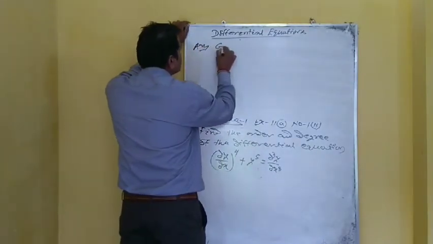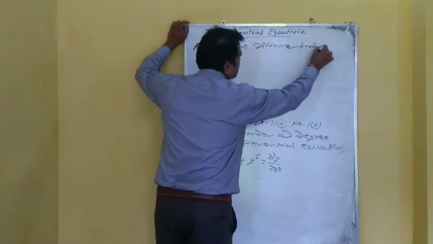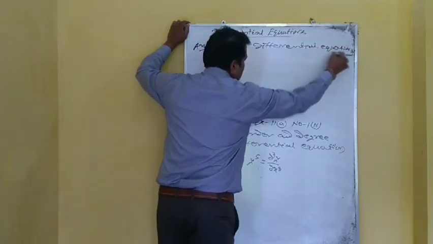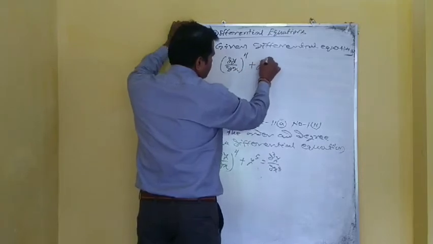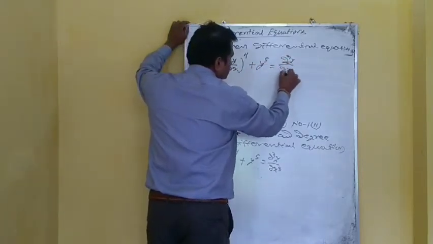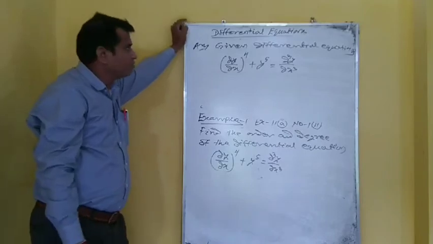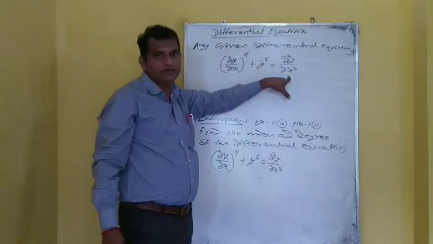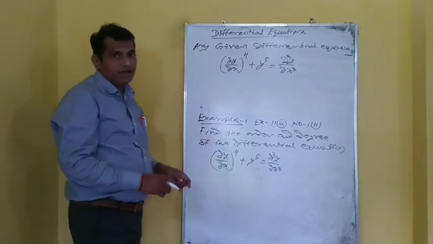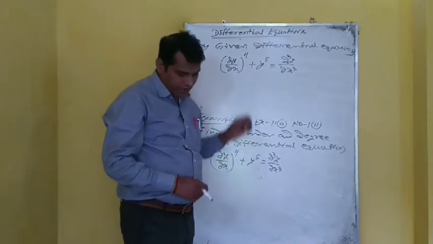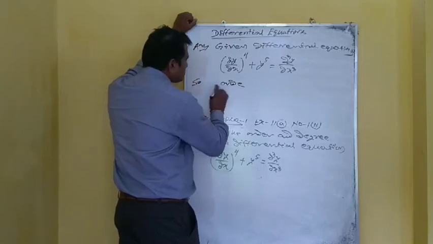Answer: the given differential equation is (dy by dx) whole to the power 4 plus y to the power 5 equals d cube y by dx cube. Okay, here the highest order derivative present in this differential equation is the third order derivative d cube y by dx cube. You see the degree is 1, so the differential equation has order 3 and degree 1.